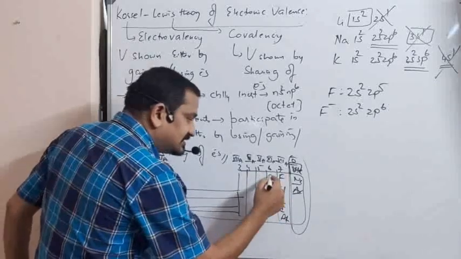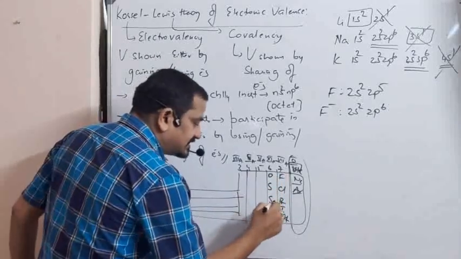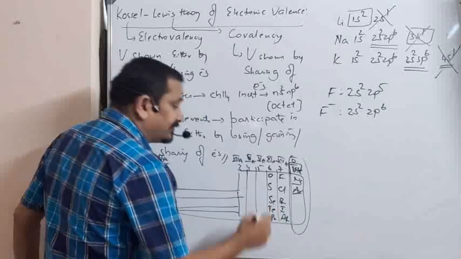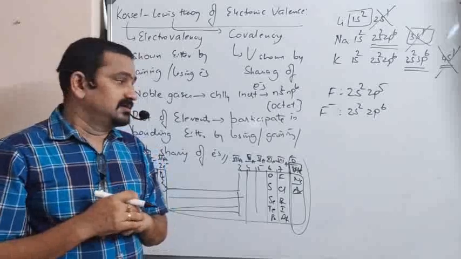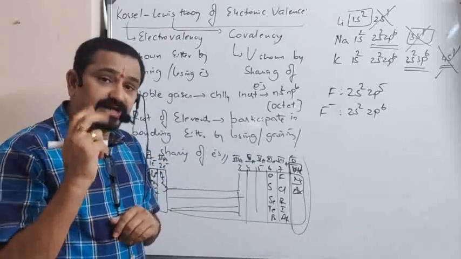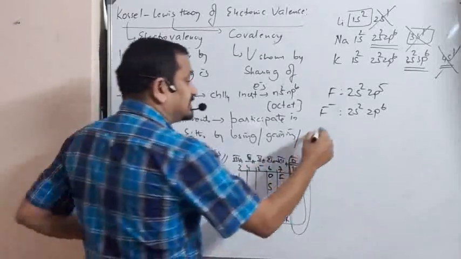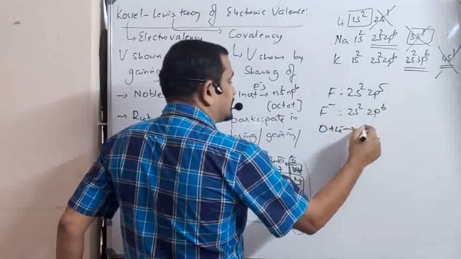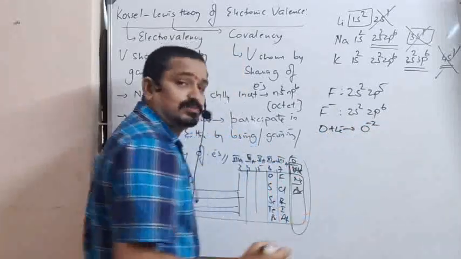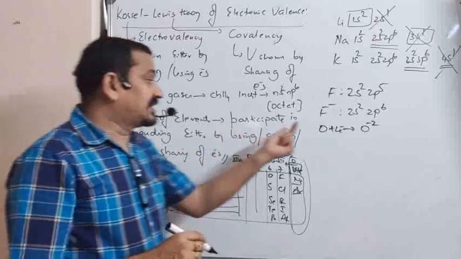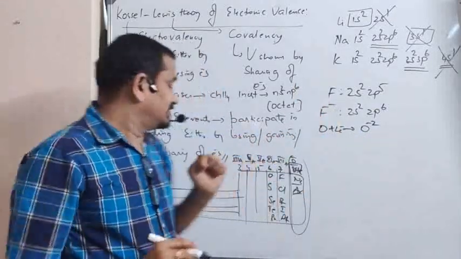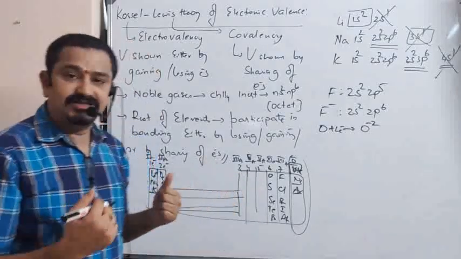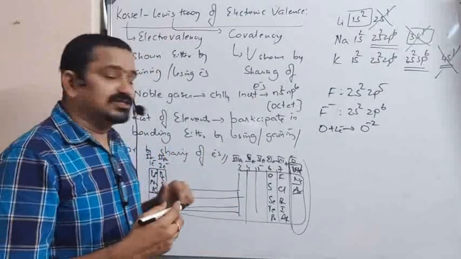If you consider the previous group, oxygen, sulfur, selenium, tellurium and polonium, oxygen has 6 electrons in its valency shell, so it needs 2 more electrons to get an octet. That's why oxygen gains 2 electrons and becomes O²⁻. So the electrovalency of oxygen is 2. Electrovalency of fluorine is 1. Similarly, sulfur can gain 2 electrons and become S²⁻.